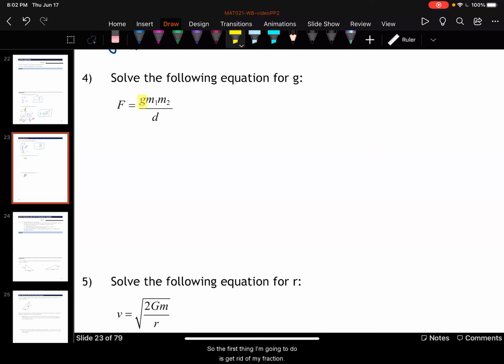All right, so we're solving for G. So the first thing I'm going to do is get rid of my fraction. And to do that, I'm going to multiply both sides by d. So that will divide out on the right-hand side. And I will have d times F equals G times m1 times m2.